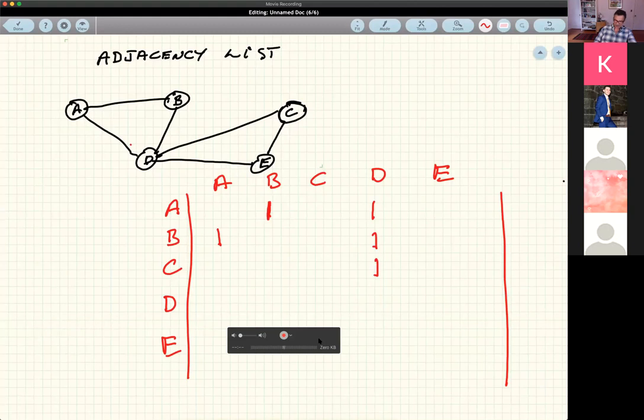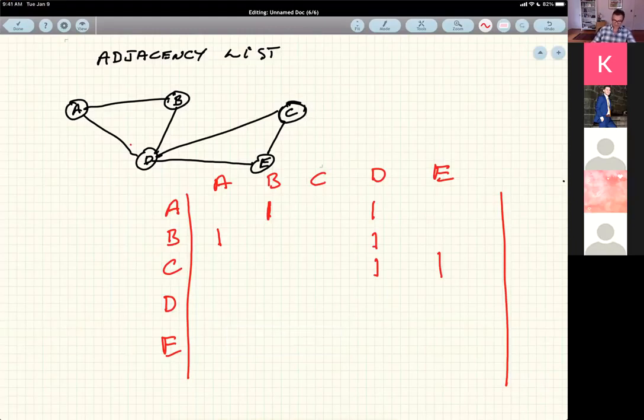Between C and E, there's an edge. Right? I put a 1 there. Between D and A, there's an edge. Between D and B, there's an edge. Between D and C, there's an edge. And between D and E, there's an edge. And between E and C, there's an edge. And between E and D, there's an edge also.